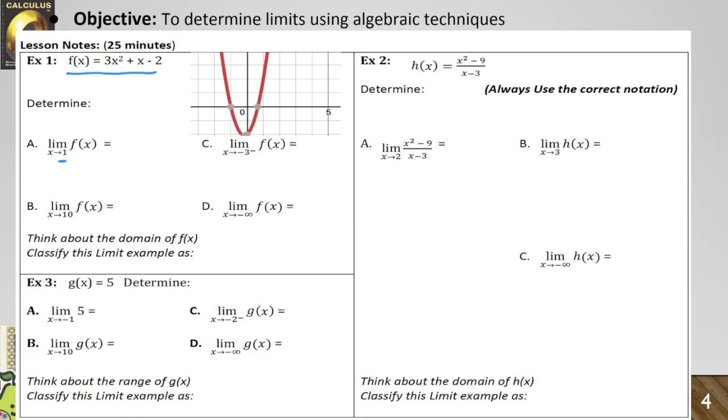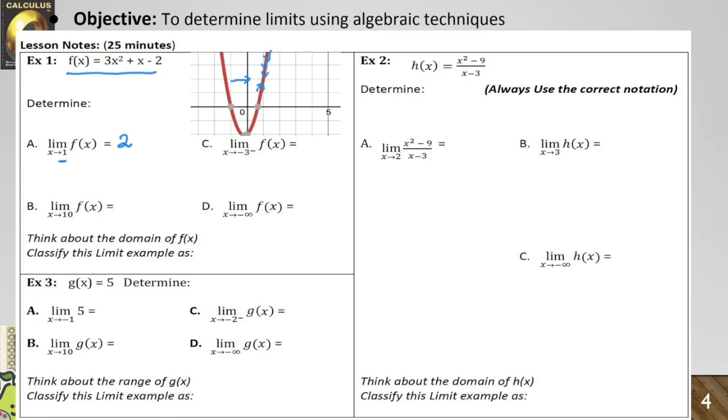The limit as x approaches 1. Now, it doesn't say which side, so we're going to have to approach from both the left side and the right side. As you can see, the y value that we are approaching is 2. So according to the graph, the limit as x approaches 1 from both sides of f of x is 2.